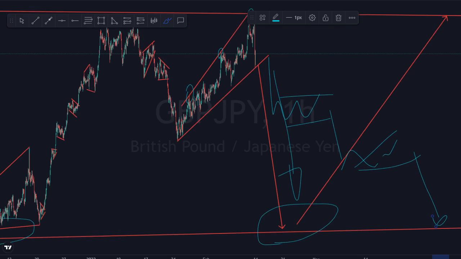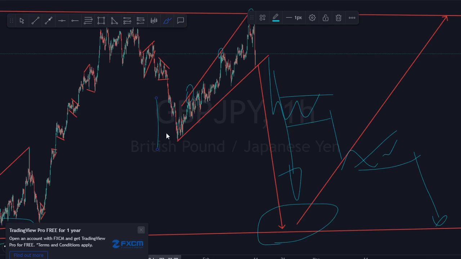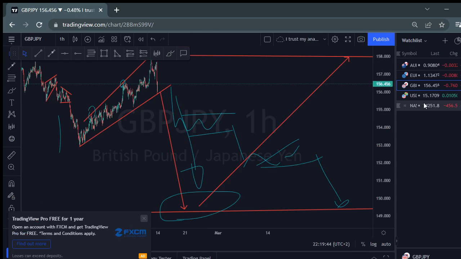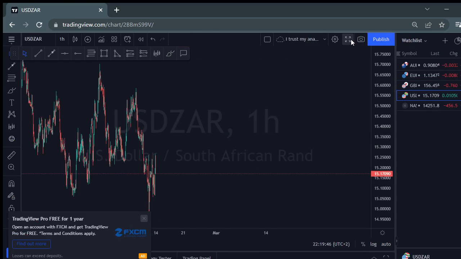So yeah, guys, that's my GBPJPY analysis for this week, and probably for the next 2 to 3 weeks. We'll just see how the market plays out, and if the market will respect our analysis. So let's move on to USDZAR.